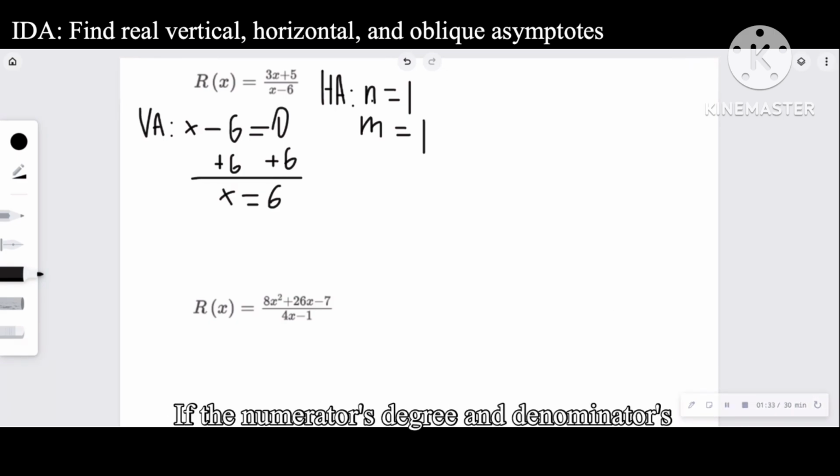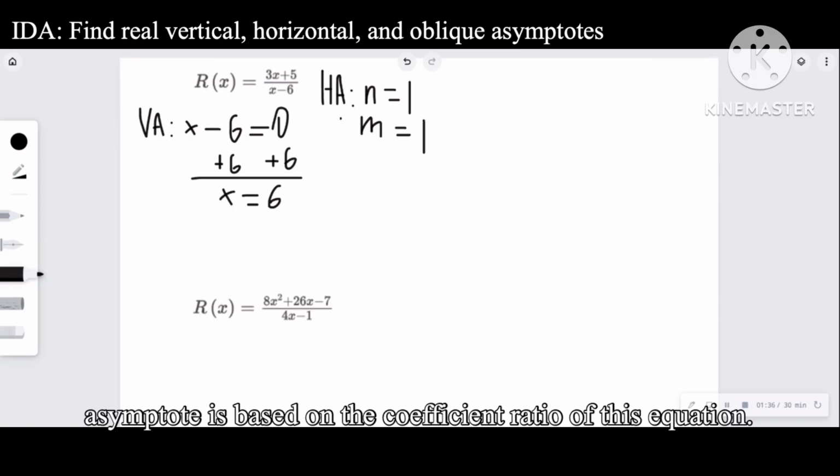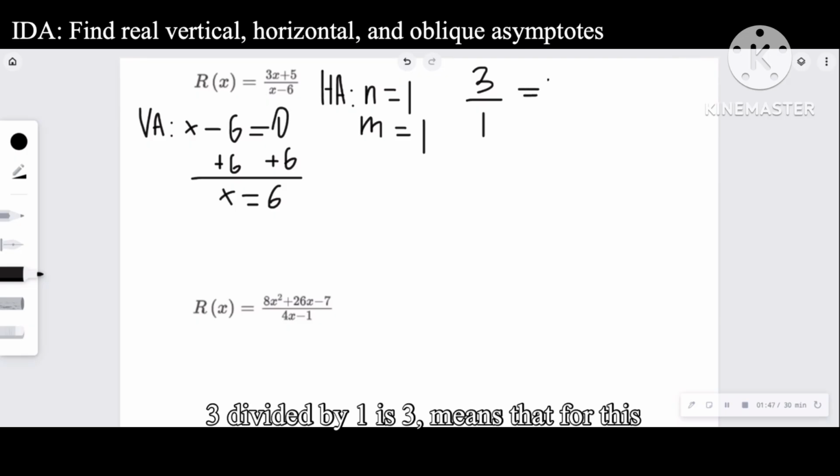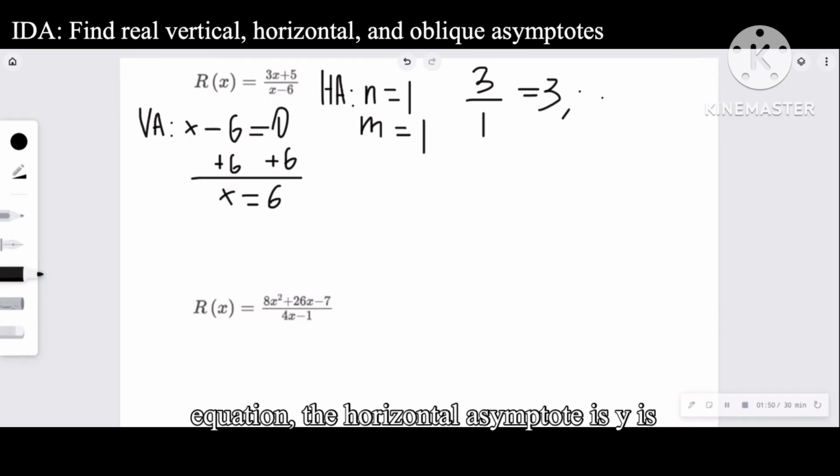Since the numerator's degree and denominator's degree are equal for this equation, the horizontal asymptote will be based on the coefficient ratio of this equation. The numerator's coefficient is 3, and the denominator's coefficient is 1. 3 divided by 1 is 3, which means that for this equation, the horizontal asymptote is y is equal to positive 3.